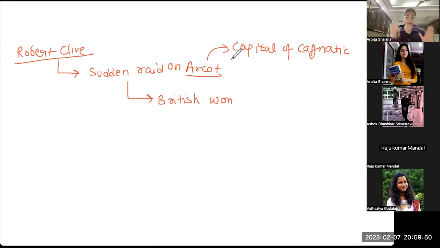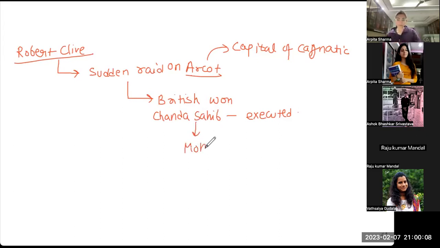So they just raided, and at that time, Chanda Sahib basically was executed. Chanda Sahib was a very dear friend of French. He was killed, executed. And here in his place, Muhammad Ali was now the new Nawab of Carnatic region.